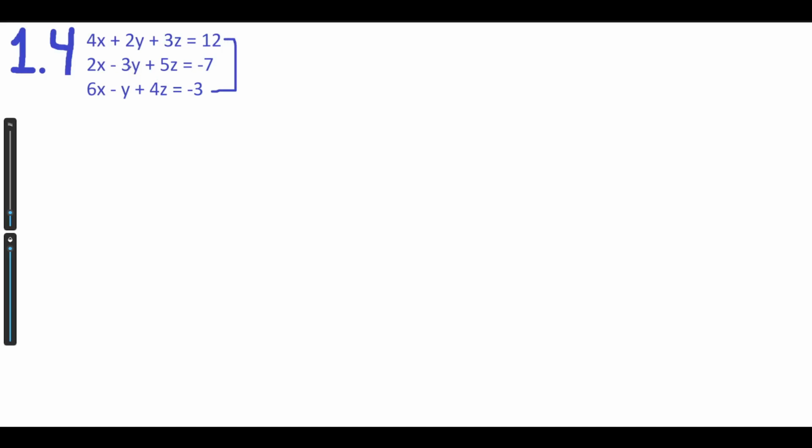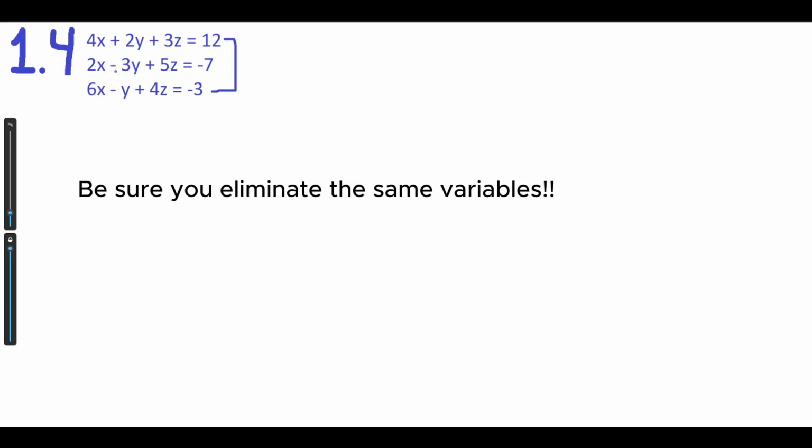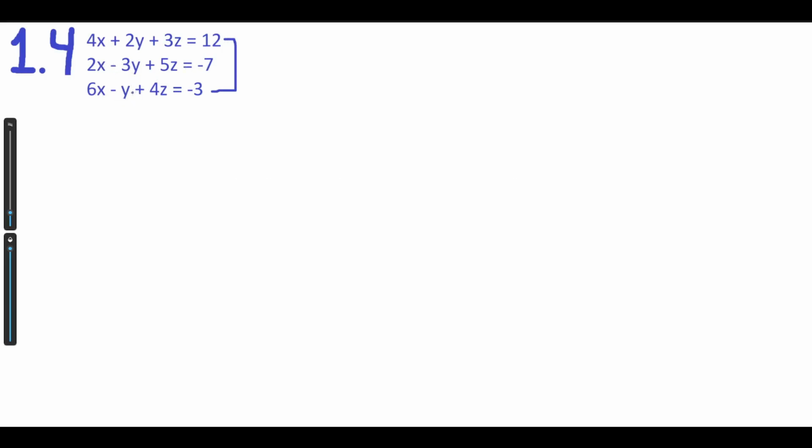Same with this one here. You don't need to do anything here. All you need to do is just multiply this one by a negative 3. Then you would have 3y minus 3y. And those would cancel out. So I'm just going to pair these up.